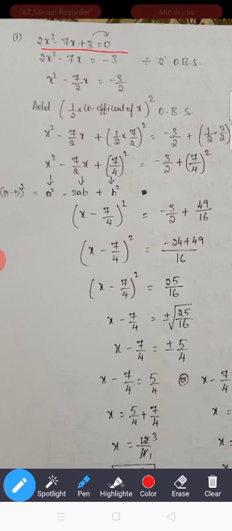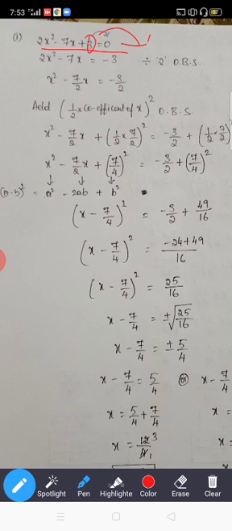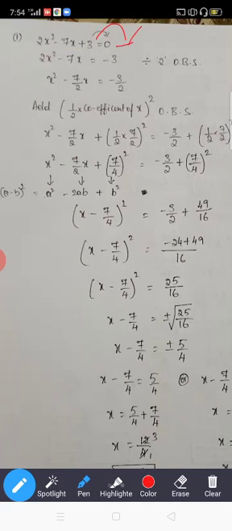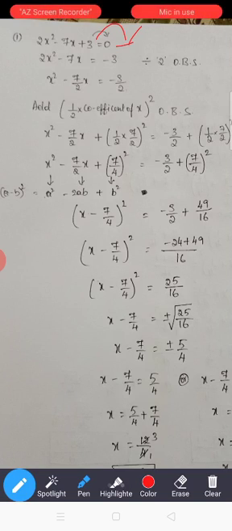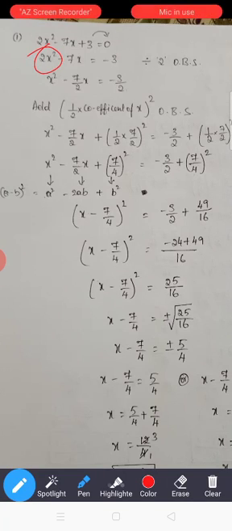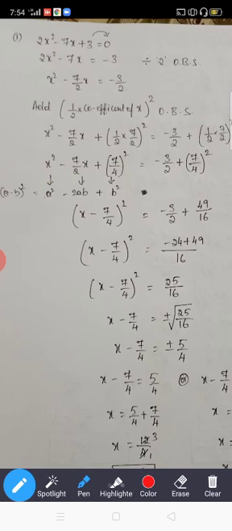It means take c into the right hand side. So plus 3 will become minus 3. That is the first step. The next step is check a. Check a means it is nothing but the coefficient of x square. Coefficient of x square is how much? It is 2.